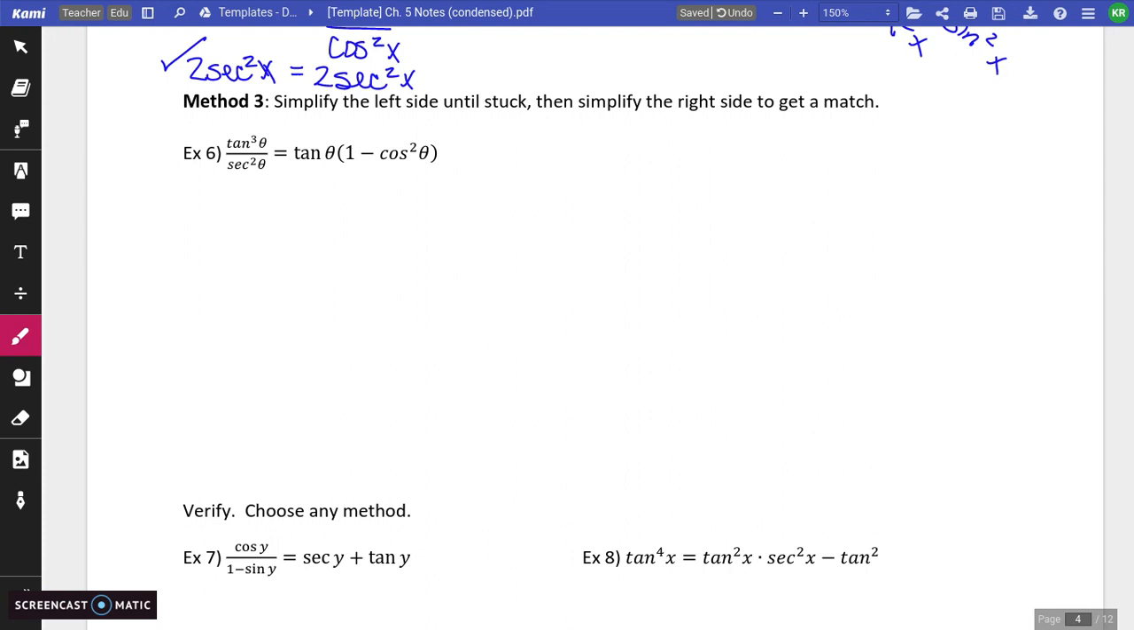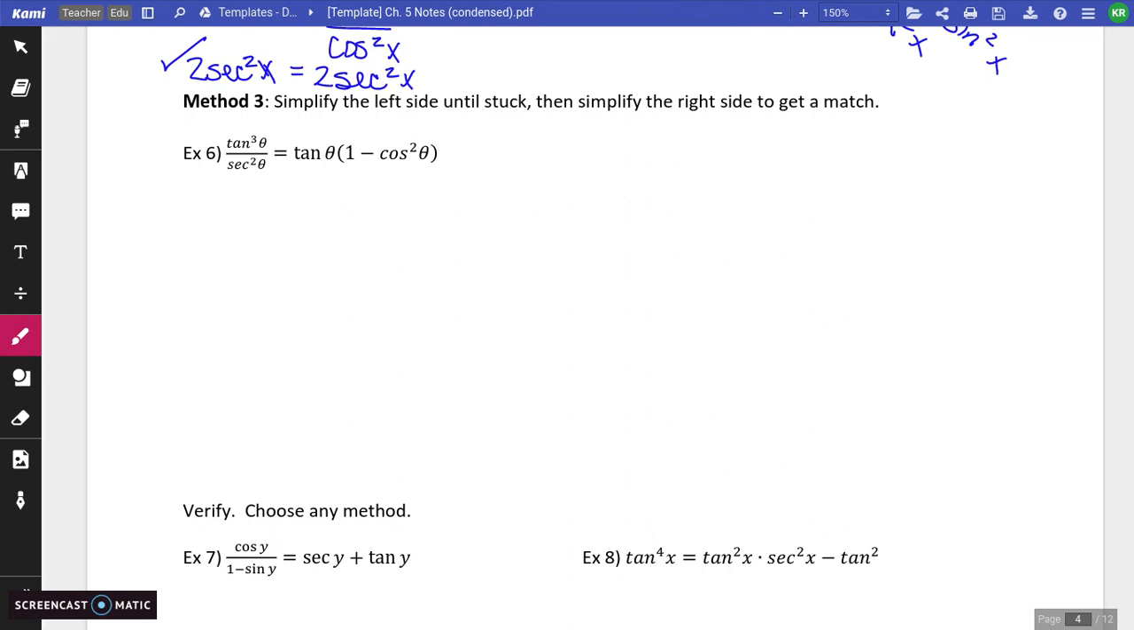All right, method 3 is you can work both sides of the equation. So I can work on one side, and then if I just can't quite get it simplified to what I want, I can go over and work on the other side. Now, again, I can't cross over. I can't add things to both sides or subtract things from both sides, but I can work on both sides of the equation and try to get them to meet in the middle.